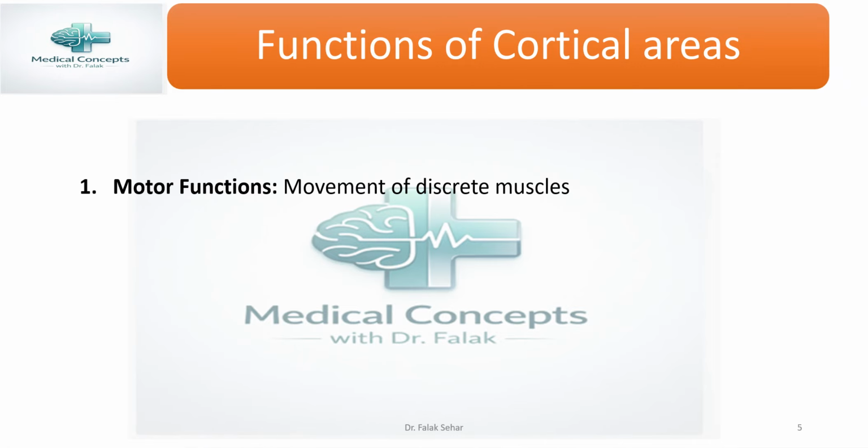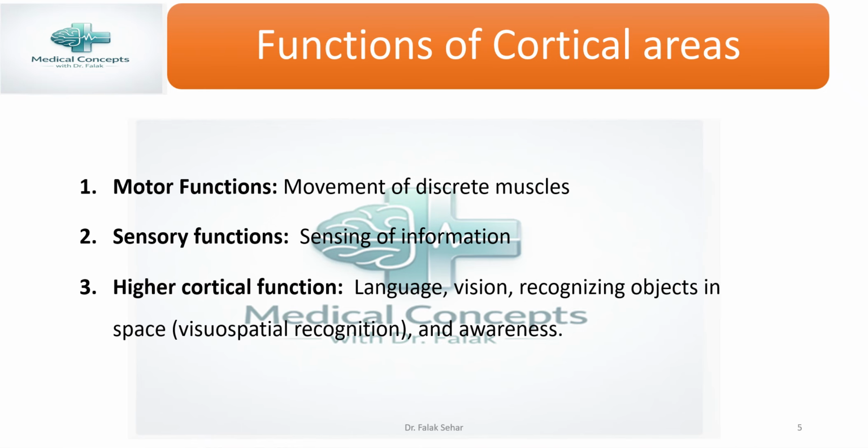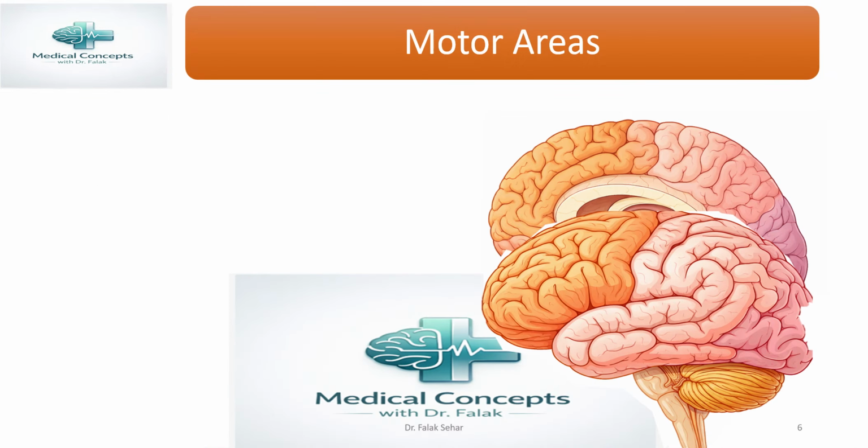First, the motor areas that are responsible for movement, specifically controlling individual muscles. Second, the sensory areas that receive and process different types of sensory information like touch, pain, and temperature. And finally, the association areas that are responsible for handling higher functions such as language, vision, recognizing objects in space, and overall awareness. So in simple terms, motor areas act, sensory areas feel, and association areas help us to understand and interpret. Cortical areas can be broadly divided into motor, sensory, and association areas.